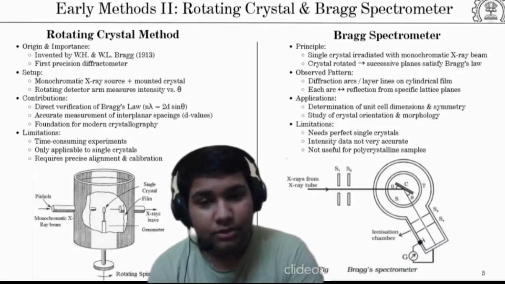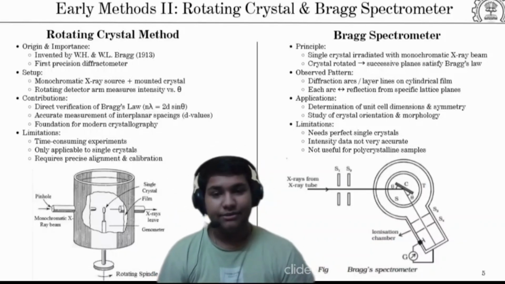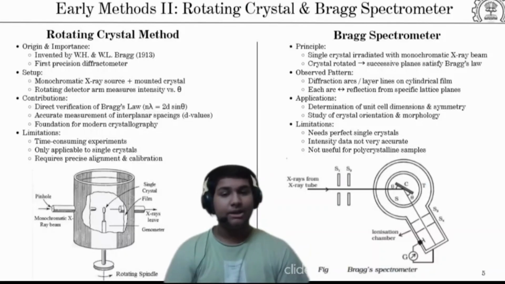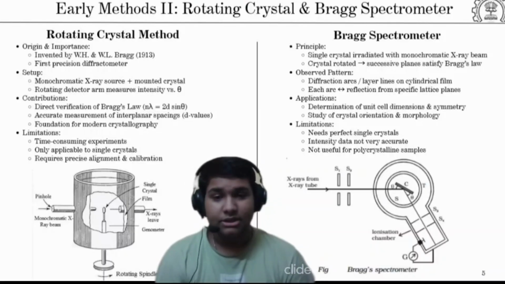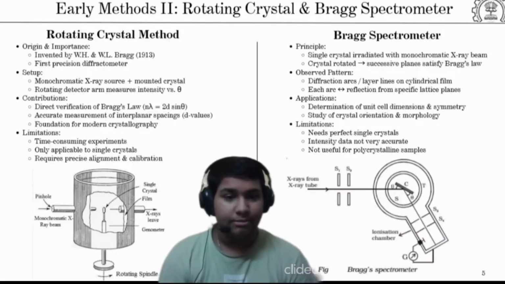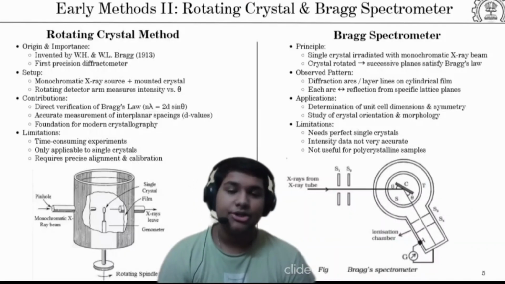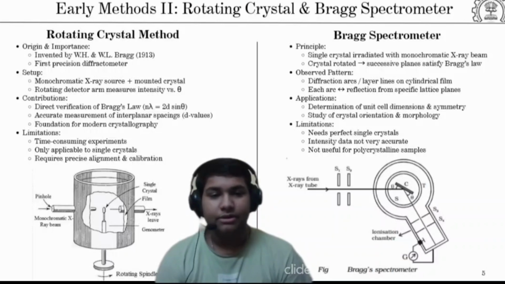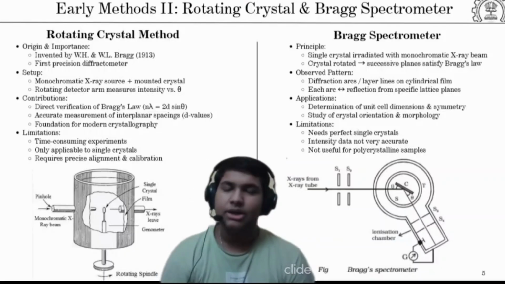Now I'll talk about two of the earliest X-ray diffraction methods, the rotating crystal method and the Bragg spectrometer. The rotating crystal method, developed by Bragg in 1930, was the first precision diffractometer. A single crystal is mounted and exposed to a monochromatic X-ray beam. While the crystal or detector is rotated, this allowed direct verification of Bragg's law and accurate measurement of interplanar spacing. It laid the foundation of modern crystallography. However, it was limited to single crystals, required very precise alignment, and was quite time consuming.